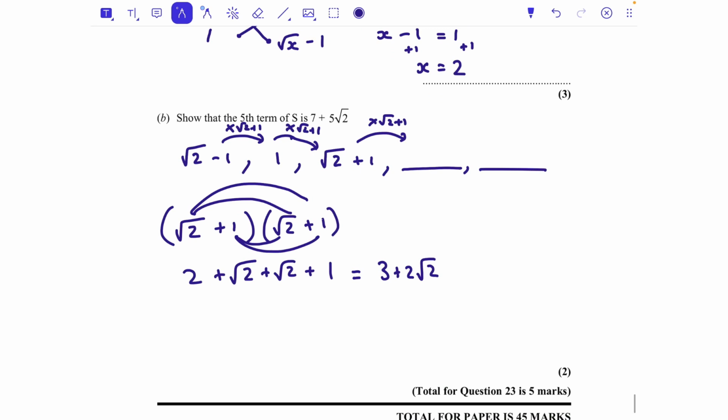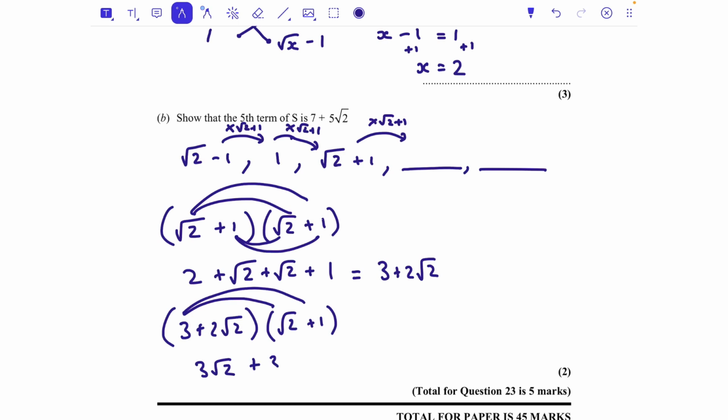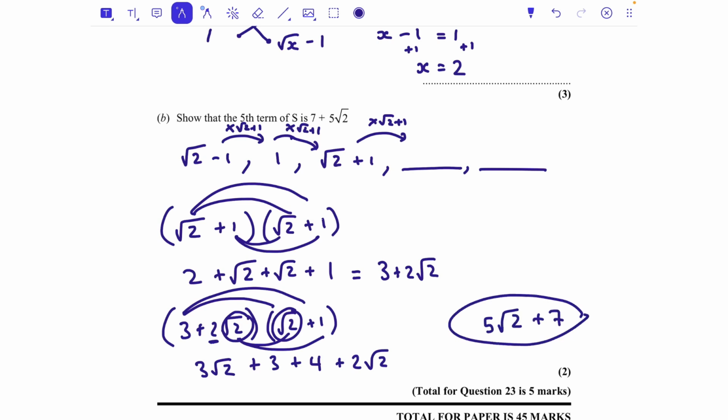Now to get to the fifth term, I need to take that term and multiply it by root 2 add 1. So 3 times root 2 is 3 root 2. 3 times 1 is 3. And then we've got 2 times another 2 coming from both the root 2's timesing together. So that's going to be add 4. And then root 2 add 1 times 1. So add 2 root 2. So altogether I've got 5 root 2 add 7. And that's exactly what they told me to get. I've done it the other way around, but it doesn't make any difference. 7 add 5 root 2.